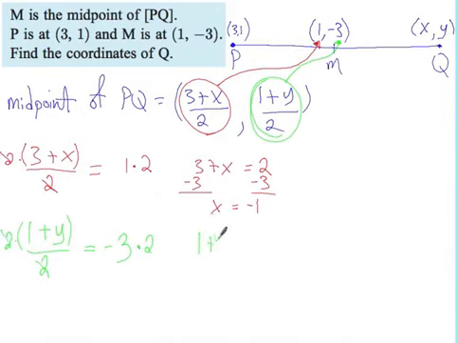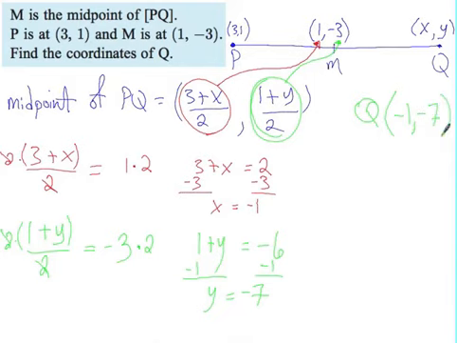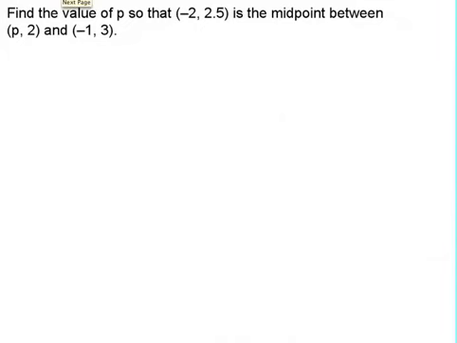That gives me 1 plus y. The 2's cancel. Negative 3 times 2 is negative 6. Now, instead of adding 1 with y, subtracting 1 from both sides gives me y equals negative 6 minus 1, which is negative 7. So this coordinate q should be x is negative 1 and y is negative 7. Okay? I'll do one more of those for you if you would like. You can always skip around through this video at any time.